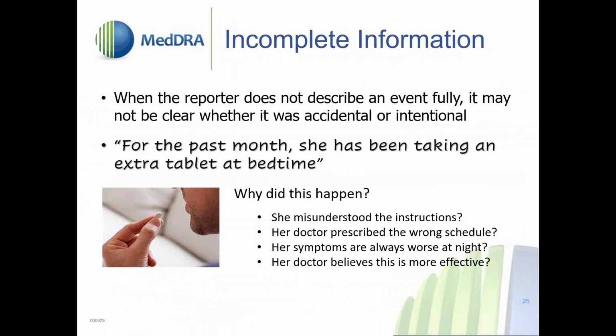Or is the patient's discomfort getting worse at bedtime, and so she decided to take one more tablet? This scenario would constitute an intentional drug misuse. Or did the doctor decide to use the drug off-label because he was convinced that the treatment would be more effective this way? Our case information here does not allow for any of these classifications. So what can be done when getting similar reports for coding purposes and when no further information can be obtained?